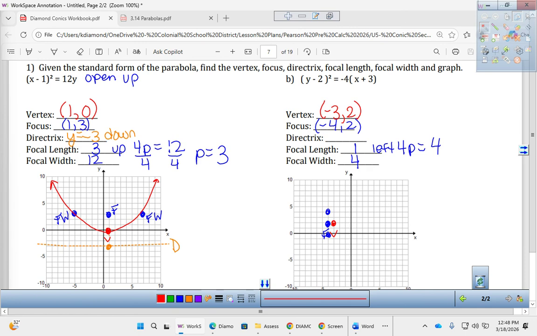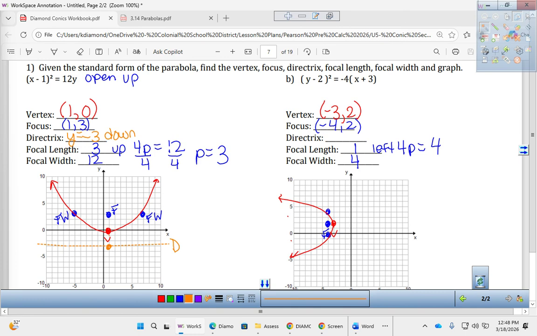At this point, I know it's gonna open left because it's that negative value, and now that I have my focal width values, I can do that. So you see the focal widths go in line with the focus, okay? And it just depends on which way they open.